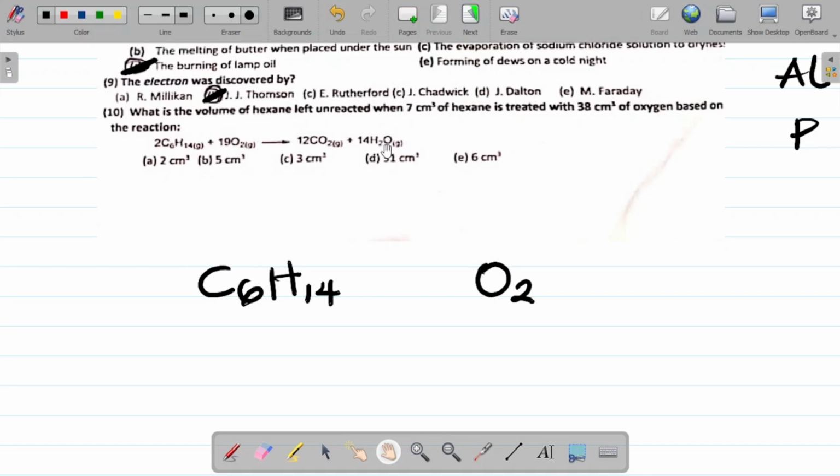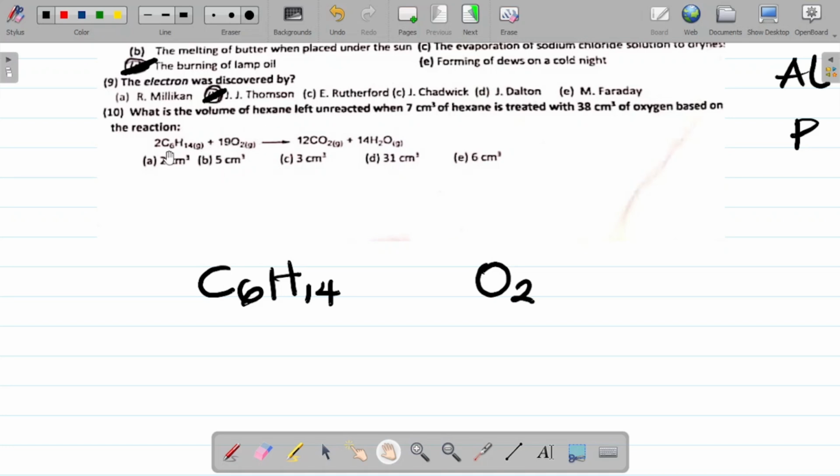In every question like this, they will ask you for 2. In this case here, the 2 mentioned were hexane and oxygen. So I'll focus on them. My next task is to make sure that the reaction is balanced. So in this case, let's check.